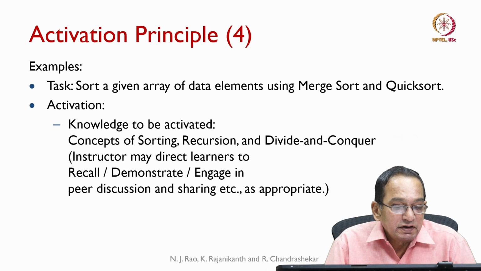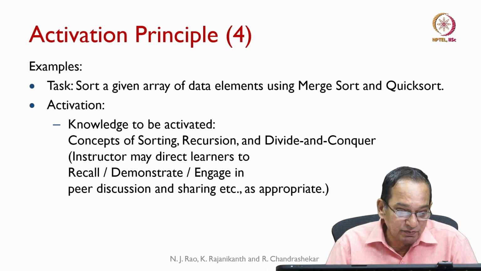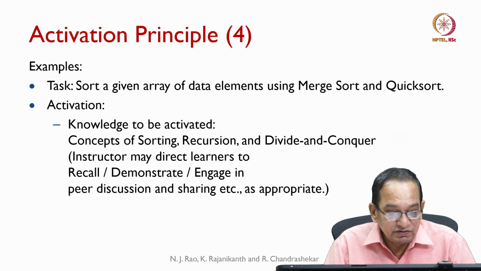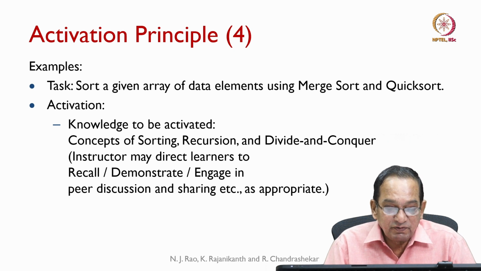Examples: a task. Sort a given array of data elements using merge sort and quick sort. This is the example that we mentioned earlier. Now, what kind of activation of prior knowledge? Concepts of sorting. What actually is the idea of sorting? Ascending sort, descending sort. What are the practical contexts in which sorting would be required? And what is the importance of sorting? Then the concept of recursion and the concept of divide and conquer.